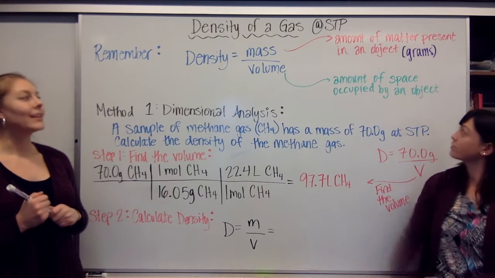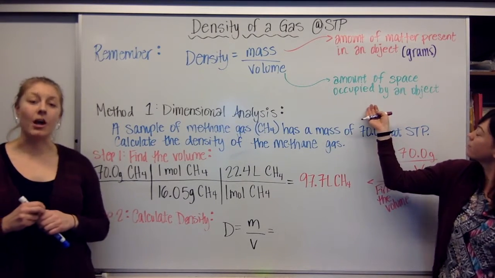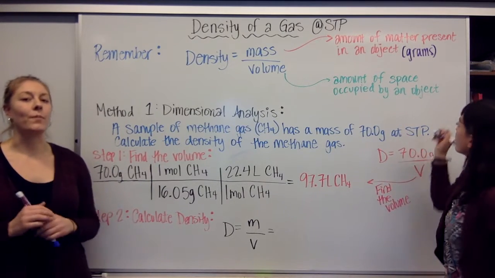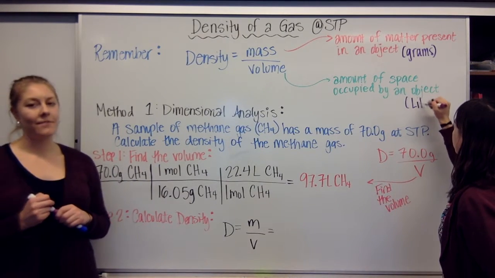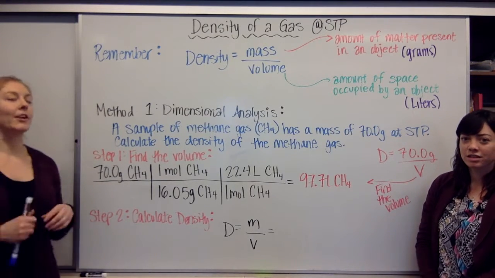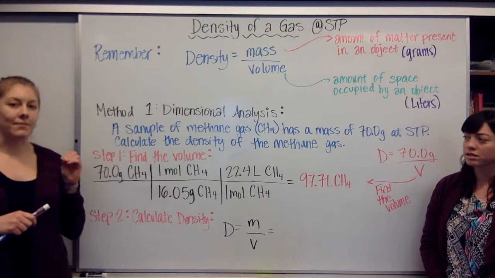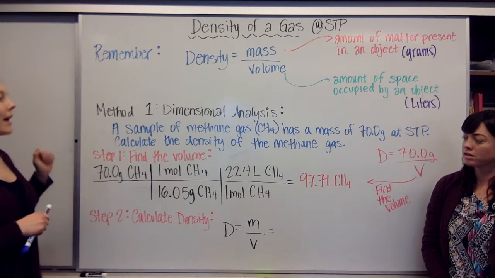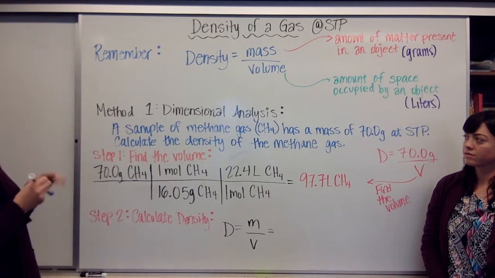Typically, actually always, we measure mass in grams. Our volume is the amount of space that an object occupies, all right? So how much space it takes up, and we measure volume in liters, okay? So we're going to be dealing with grams and liters today. Now there's two methods for calculating density of a gas at STP. It has to be at STP. The first method is dimensional analysis.